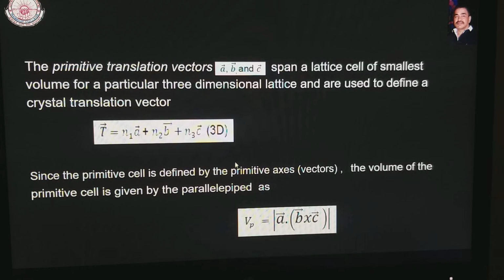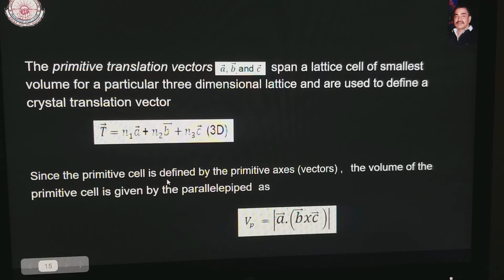Okay. In the next slide, we see some primitive translation vectors A, B, and C span a lattice cell of smallest volume for a particular 3-dimensional lattice and are used to define a crystal translational vector. To describe the lattice structure, we need this translational vector where A vector, B vector, and C vector are called translation vectors, and n1, n2, n3 are integers. So this is required to describe a lattice structure.